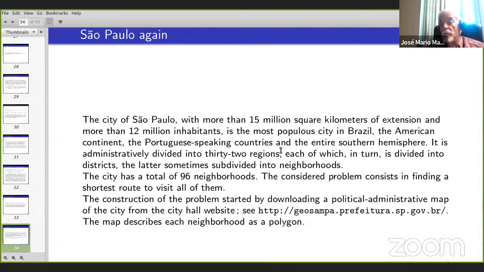The city of São Paulo is a big city, with more than 12 million people. It is the most populous city in Brazil, in America, in the Portuguese-speaking countries, and in the entire southern hemisphere. It is divided into regions, each region is divided into districts, and the districts are divided into neighborhoods. The city has a total of 96 neighborhoods, so the problem consists in finding the shortest route to visit all of them.